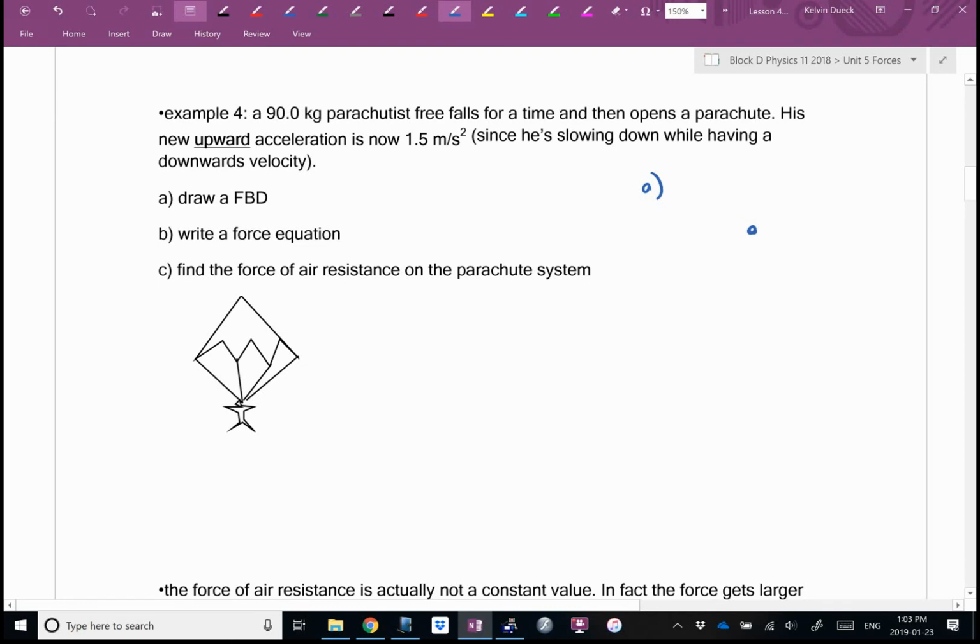Logan, what are the forces acting on this parachutist? Get the obvious one. Logan, what are the forces? Thank you. What? That's not a force. What's the force that's acting on him? Whenever I say get the obvious one, which one do I mean? And the equation for that is mg. Draw an arrow pointing down. Mg.